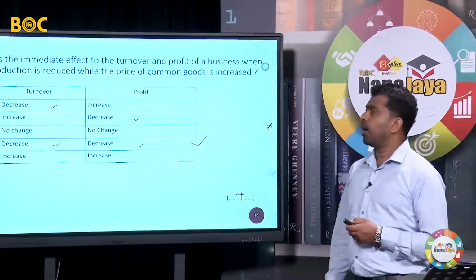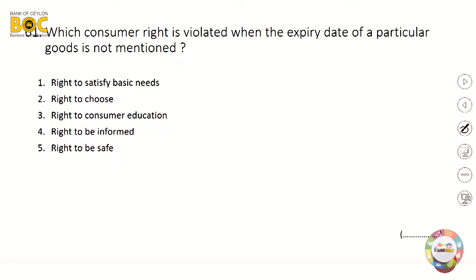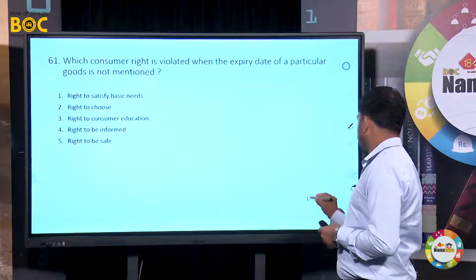Question number 61. Which consumer right is violated when the expiry date of a particular good is not mentioned? That means they have not given correct information. It violates the right to be informed. That is the fourth option.